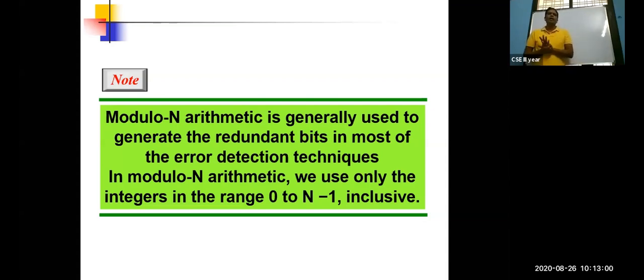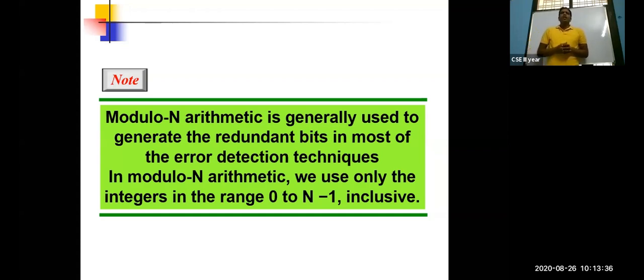So modulo n arithmetic is generally used to generate the redundant bits in most of the error detection techniques. Even parity check also uses modulo n arithmetic. I did not tell you in the lab session because that becomes a complicated thing, and in the beginning itself you may get confused. So I just simply said parity means count the number of ones, but it's not exactly the way it happens. Generally, the technique uses modulo n arithmetic operations to generate redundant bits, and most of the error detection techniques use modulo n arithmetic.